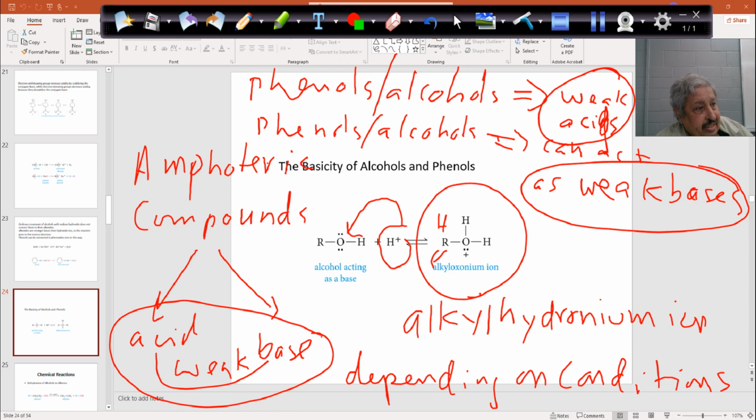But as I said, because of the stability, phenols always prefer to be a weak acid. If you put a very strong acid to it, it can act as a base, and you then get an alkyl hydronium ion, correct? So if I have a phenol here, and then a strong acid such as nitric acid, then you can have an acid-base type of reaction, correct?